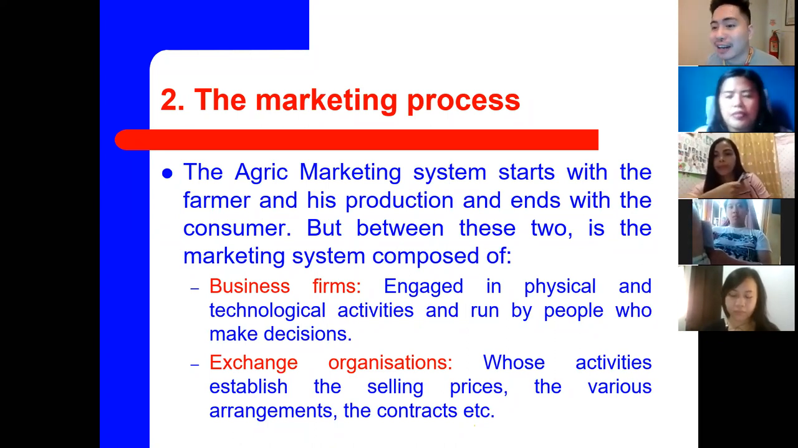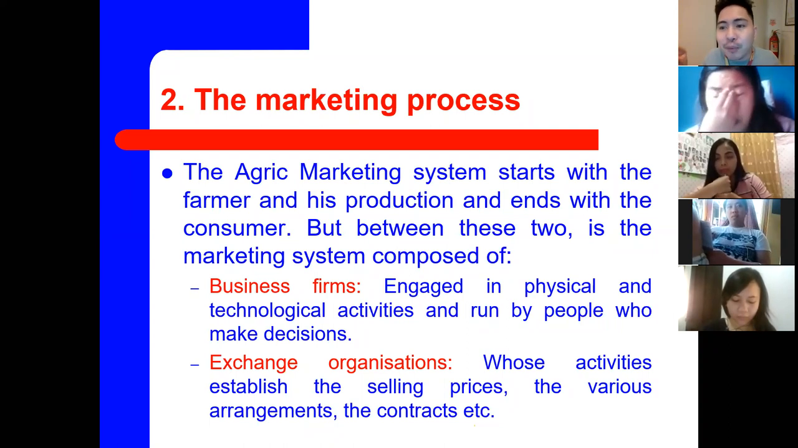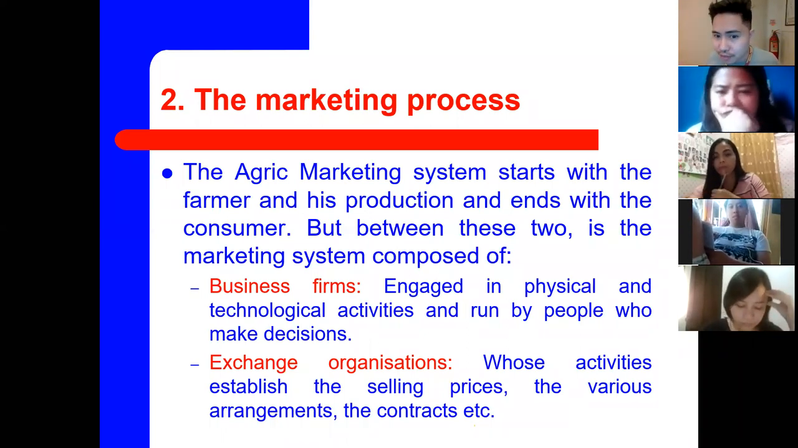What is the end? That's the consumption, digestion and utilization of that agricultural produce. It starts with growing the plant until it is consumed by our consumers. But between these two, there is a complicated process of production, distribution, selling, and promotion happening. And what makes them complicated are these two firms. So we have business firms.